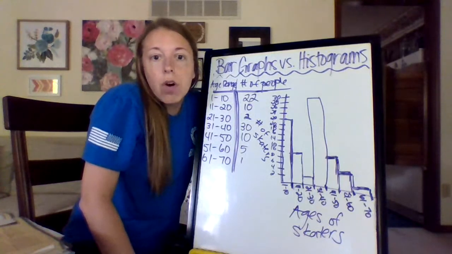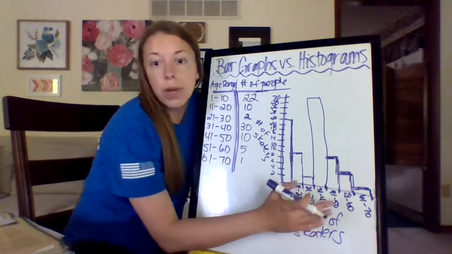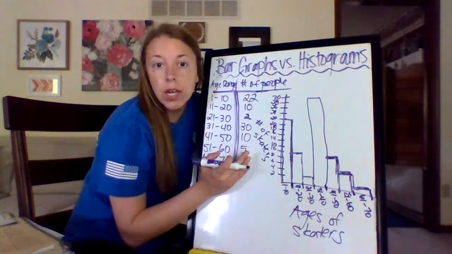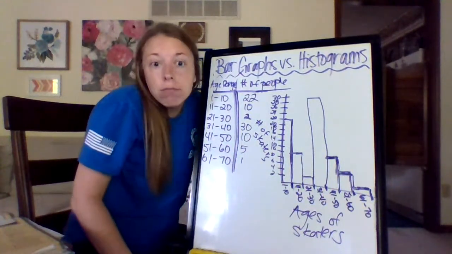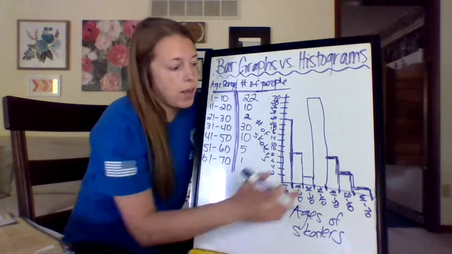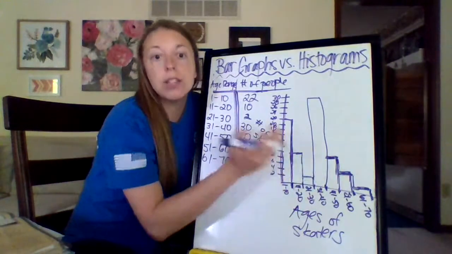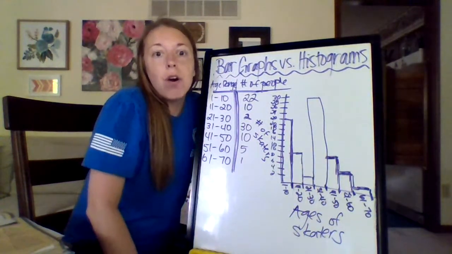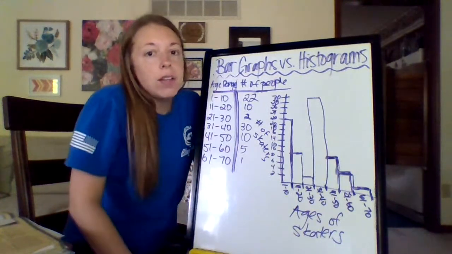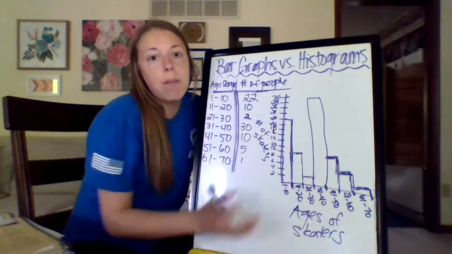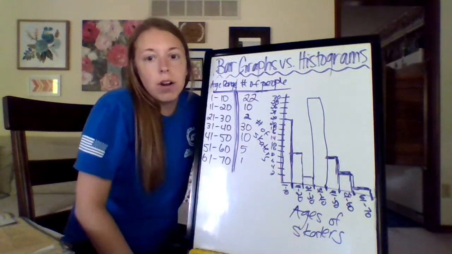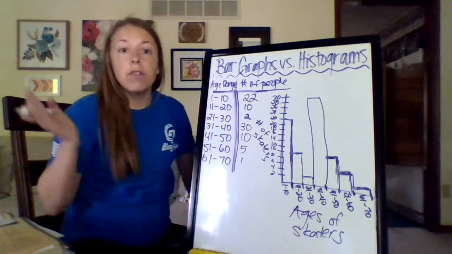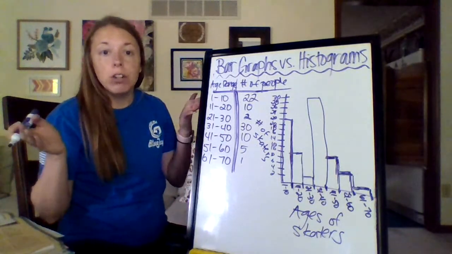Okay, so that's what I think. Would maybe these parents go skating without their kids? Maybe, but it looks like it's parents and their kids going to the skating rink, the roller skating rink. Okay, so you can kind of make some assumptions or inferences based on the data that you are given. Okay, so that's the difference between a bar graph and a histogram.